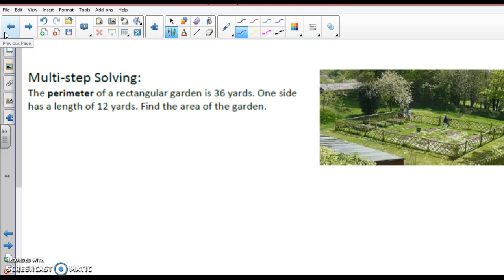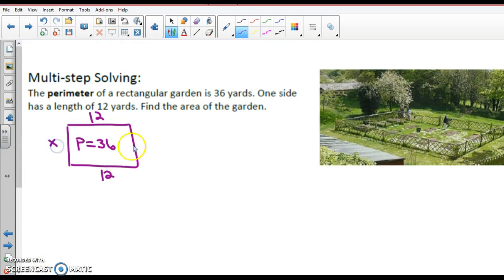The perimeter of a rectangular garden is 36 yards. One side has a length of 12 yards. Find the area of the garden. So, it's telling us that the perimeter is 36. This side is 12. This side is 12. We don't know what this side is. Well, let's figure this out. I have been given perimeter. So, won't I add all of these together?